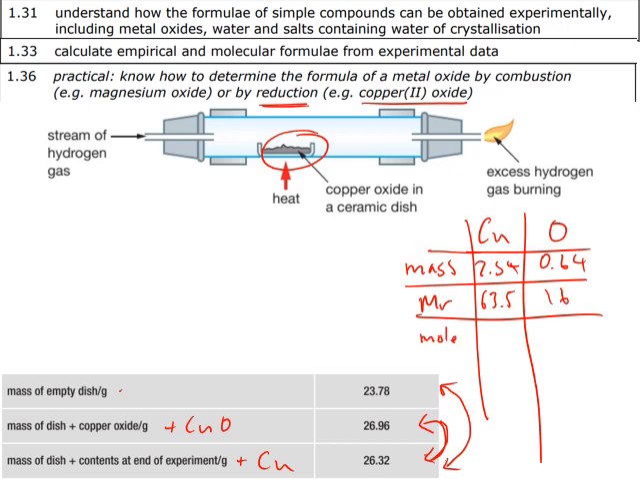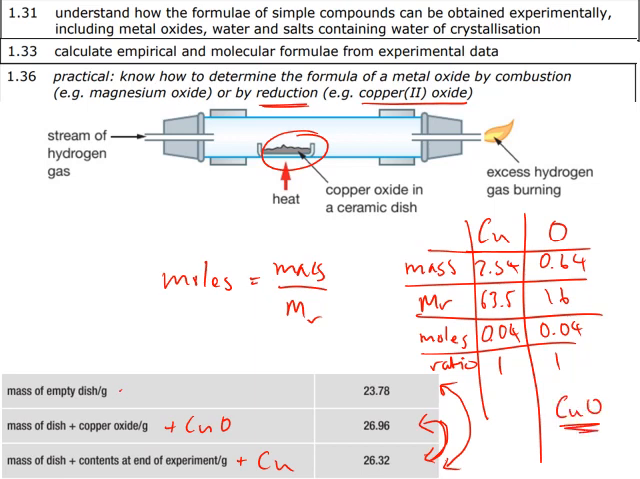Then we need to work out the moles. Again, like in the previous slide, we use the equation which you should know in your head. Moles equals mass over MR, and we're going to get here 0.04. You can type that into the calculator, 0.04 here. So our ratio is going to be 0.04 divided by 0.04 is 1, and 0.04 divided by 0.04 is 1. So our ratio is 1 to 1, and the empirical formula for copper oxide is CuO.